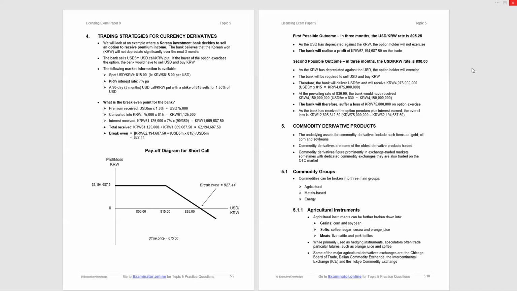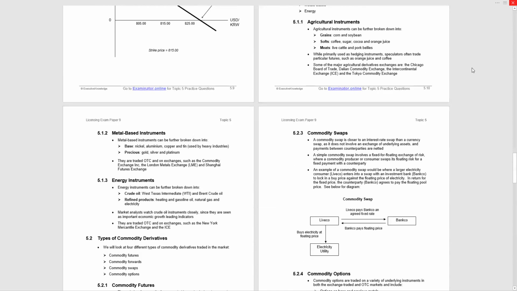They're primarily hedging instruments, but speculators can use them to try and profit from movements in the underlying commodity, such as orange juice and coffee. Some of the major agricultural derivative exchanges are Chicago Board of Trade, Dalian Commodity Exchange, Intercontinental Exchange, which we refer to as ICE, and the Tokyo Commodity Exchange.